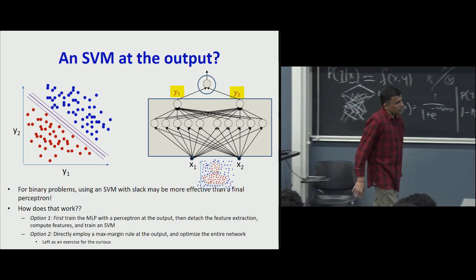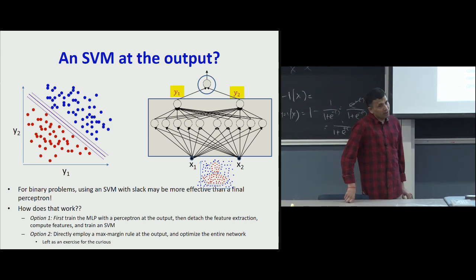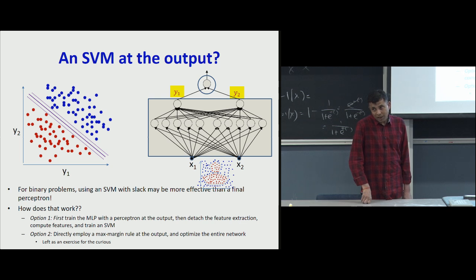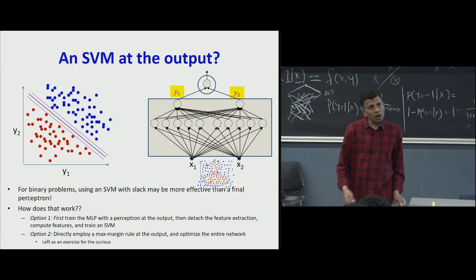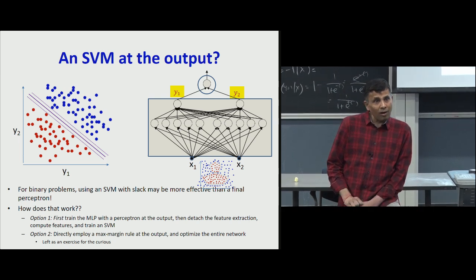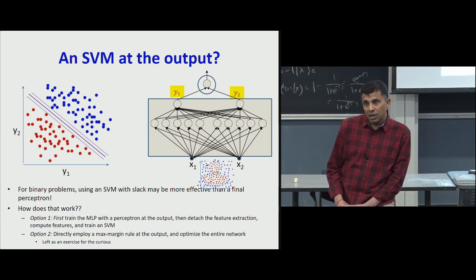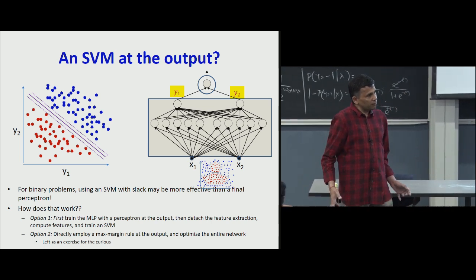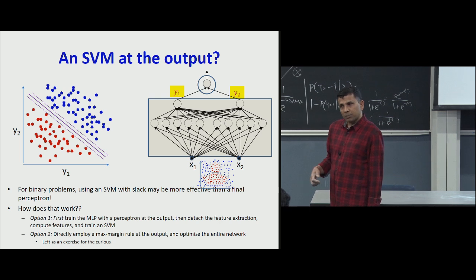Which means, and this is something that you might have already encountered, for binary problems, using an SVM with slack may be more effective than a final perceptron. Those we know tend to be more robust as classifiers. So you can train your neural network to optimize a margin-based loss rather than your standard loss. Or you can use your neural network in the standard way to train linearly separable features, and subsequently use the box underneath as a feature extractor, from which you learn some other linear classifier, like an SVM, something that you think might be more robust.